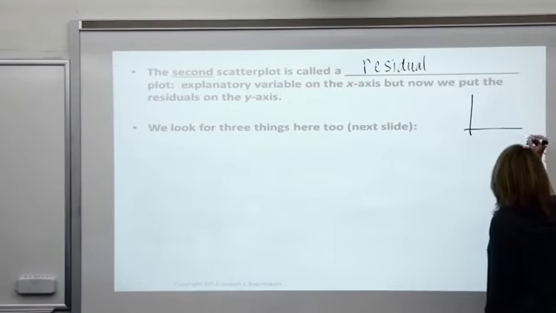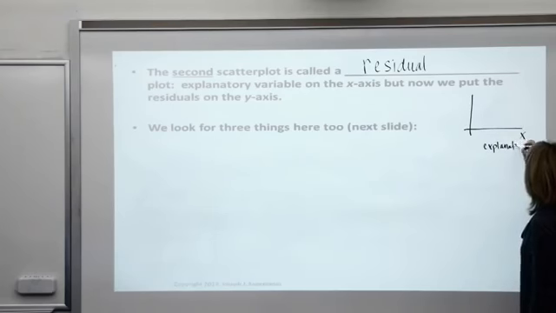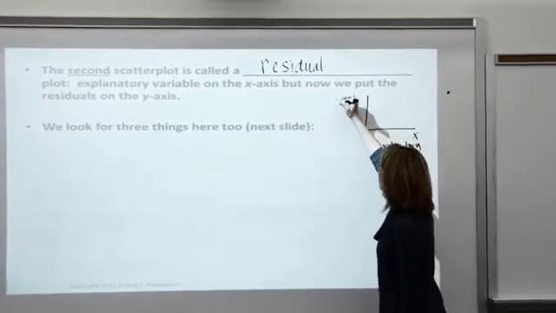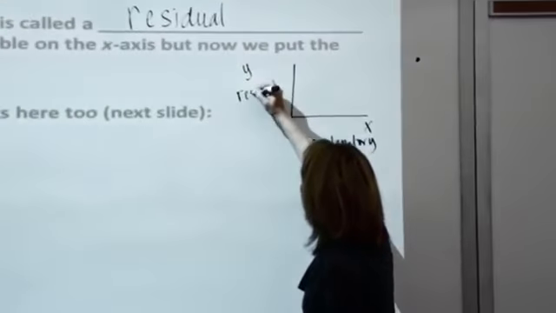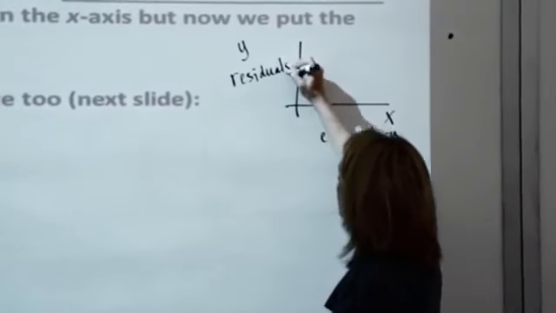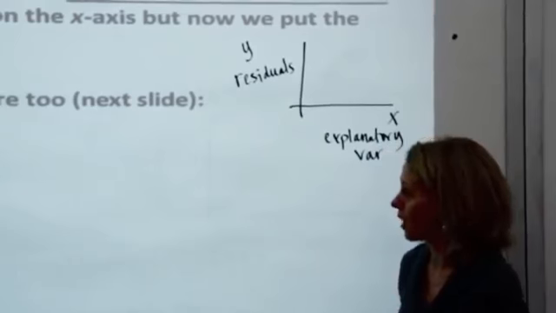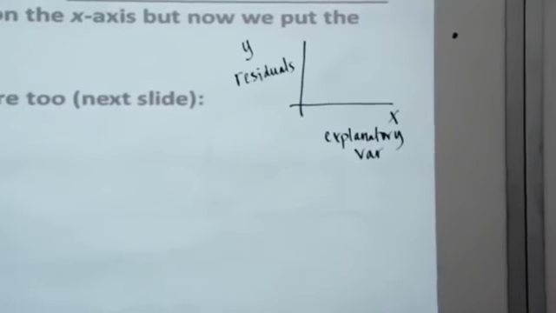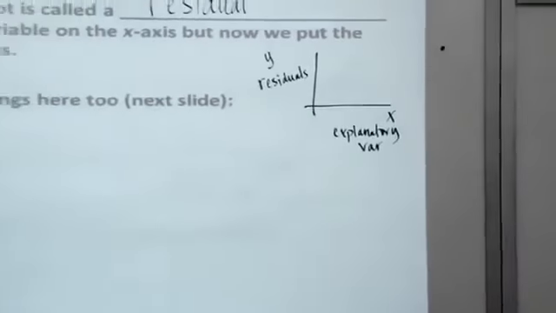So as you can imagine, here on x, this is your regular explanatory variable. But now on y, instead of the response variable, the y-axis is going to be the values of the residuals. And again, it'll be a scatter plot, but look a little different from the previous scatter plot. We'll talk about the things that we're going to look for with the residual plot. I think that's on the next slide.